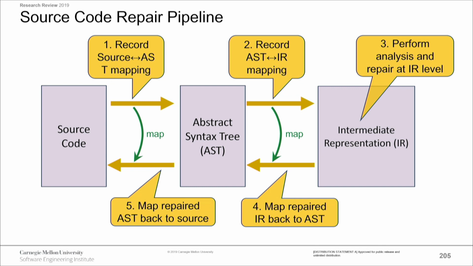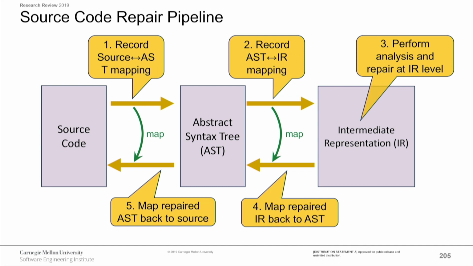So to address that gap, we use the source code repair pipeline shown on this slide. In step one, we parse the source code into an AST, an abstract syntax tree, and we retain the source AST mapping. Specifically, we annotate each AST node with the corresponding range of the original source code text.